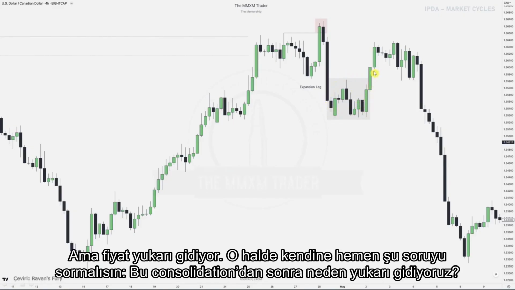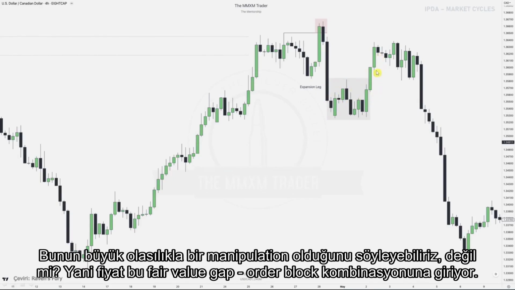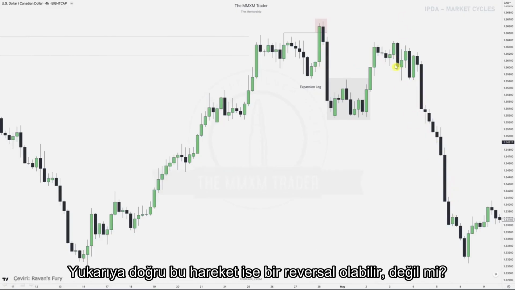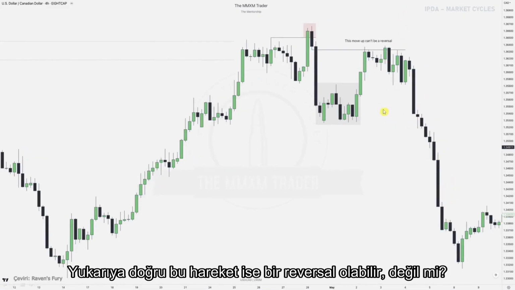We see price does go up. So you should immediately ask yourself, why are we going up after this consolidation, right? It's highly likely it is manipulation, right? So we're going into this fair value gap order block combination. This is a high probability order block, right? Then price continues down lower, expanding. This move up can be a reversal, right?